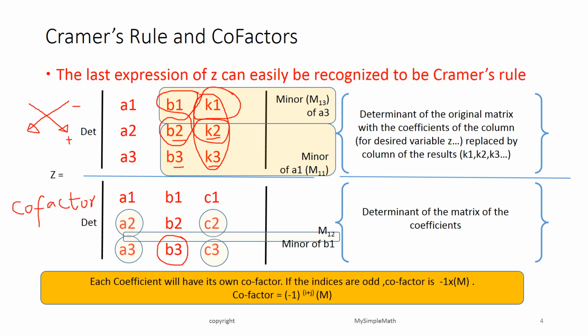So the cofactor would be the opposite of the minor in sign if the index is odd. Say, for example, in that case, that would be C1 multiplied by A2 minus A1 multiplied by C2. See, C1 A2 minus A1 C2. That's the opposite of the minor. All right, so let's move on to the next page.